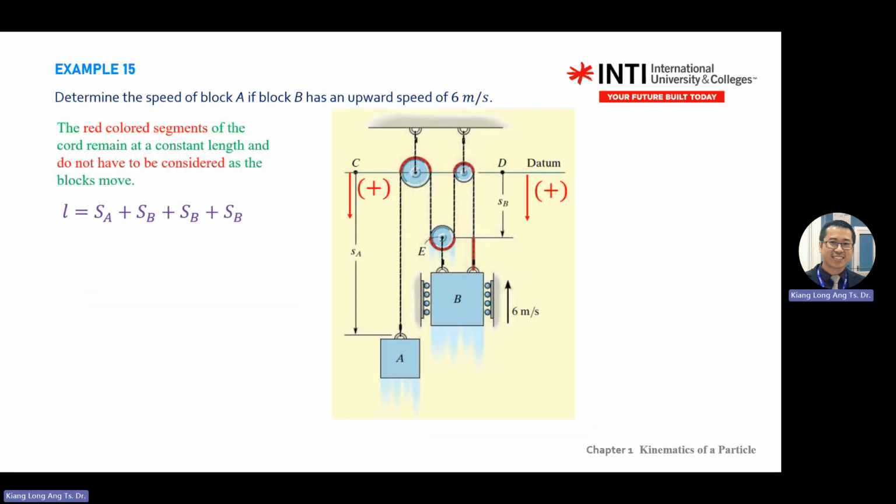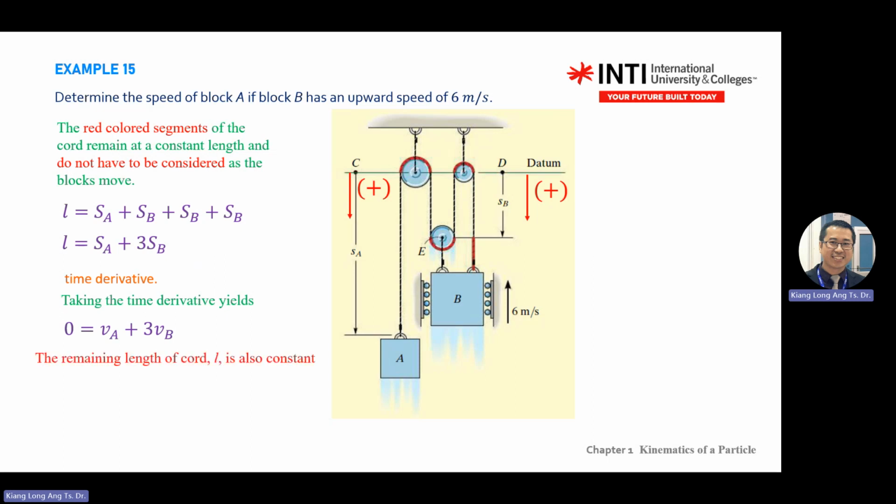You see how the solution goes. First you write LT equal to what plus what plus what. In this case, LT equals SA plus 3SB. The next step is to time differentiate. The dL/dt, there's no change of length, so 0. The dSA/dt becomes VA. 3SB dt becomes 3VB. Rearrange the equation, either put A on one side or B on one side, doesn't matter. You arrive at this equation. It depends on the question, which one you refer to. Then you rearrange from here.